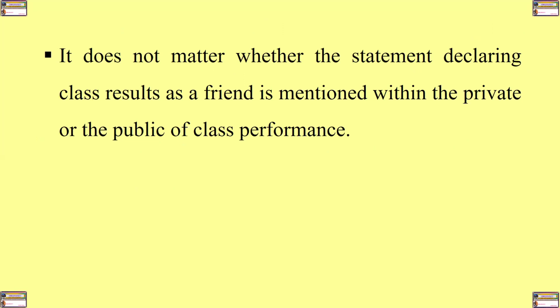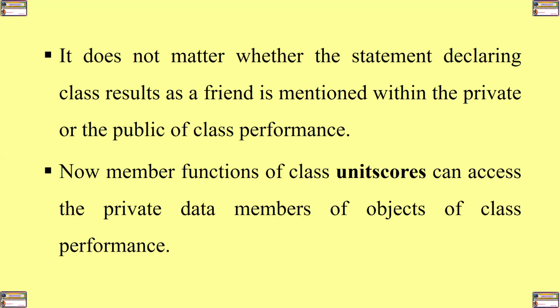It does not matter whether the statement declaring class results as a friend is mentioned within the private or the public of class performance, just as I've said. Now, the member functions of class called UnitScores can access the private data members of objects of class called performance. This is wonderful. What are we saying?